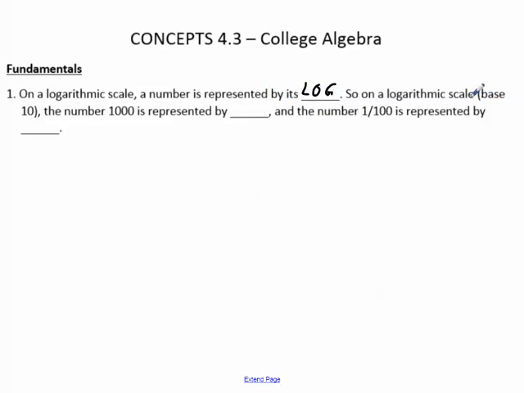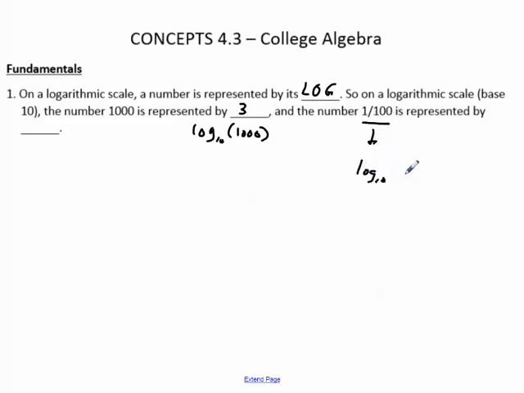So on a logarithmic scale, base 10, the number 1000 is represented by its log. Log base 10 of 1000 is what? 10 to what power is 1000? Has to be 3. The number 1/100th is represented by its log.